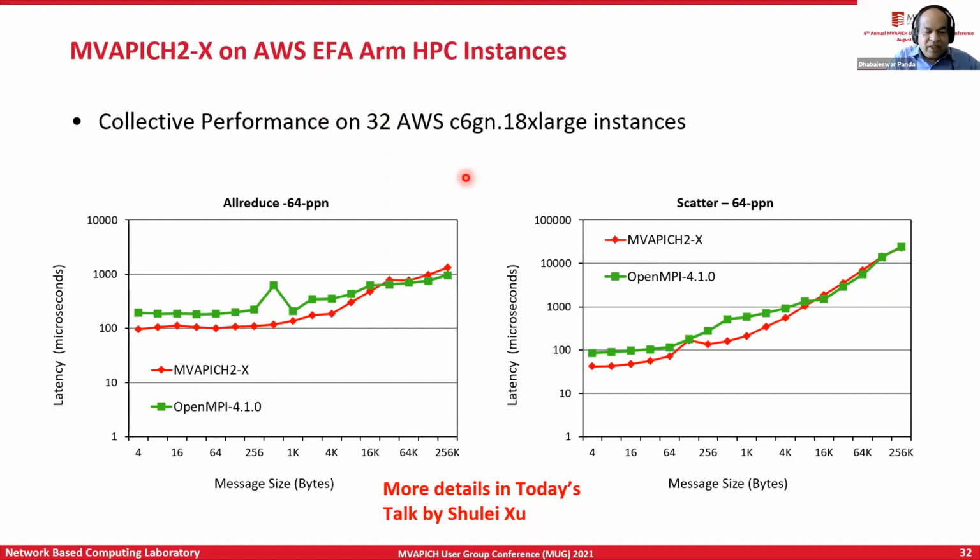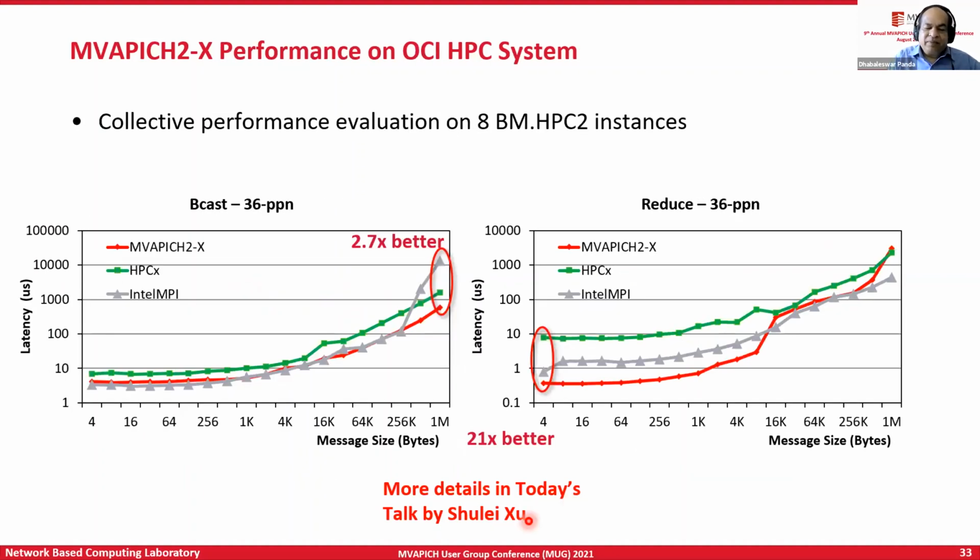And currently we have extended that design into their latest ARM instances. So that's what you see here, sample numbers. We are comparing MVAPICH2-X with OpenMPI. As you can see, with all-reduce and scatter, we are able to deliver better performance compared to OpenMPI. Again, there will be another short presentation by Shule this afternoon, and he will go into more details.